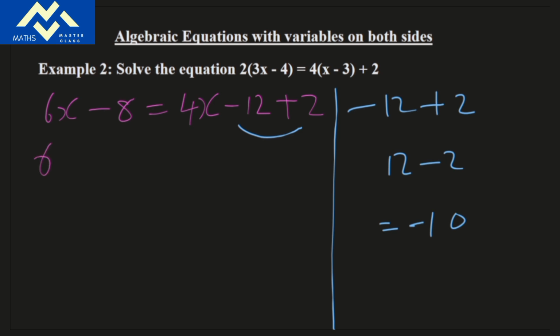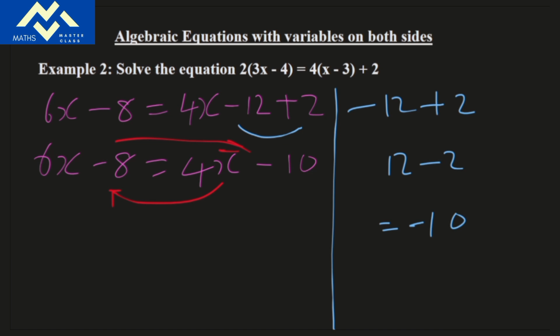The equation becomes 6x minus 8 equals 4x minus 10. Now we collect like terms. Take 4x to this side of the equation, and minus 8 to this side. Remember, while moving a term the sign changes to the opposite.